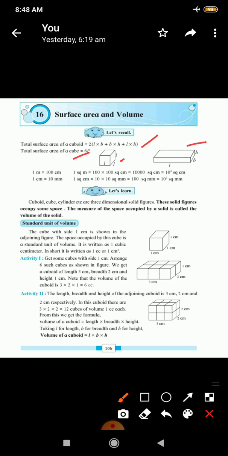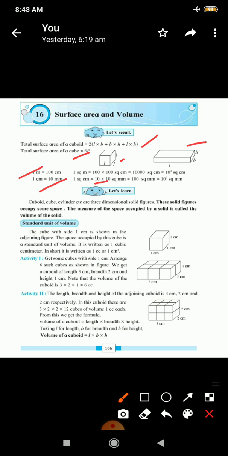Now we also know that 1 meter is equal to 100 centimeters. Therefore, 1 square meter is equal to 100 into 100 square centimeters. That is equal to 10,000 square centimeters. That is equal to 10 raised to 4 square centimeters. Similarly, 1 centimeter is equal to 10 millimeters. Therefore, 1 square centimeter is equal to 10 into 10 square millimeters. That is equal to 100 square millimeters. That is equal to 10 raised to 2 square millimeters.